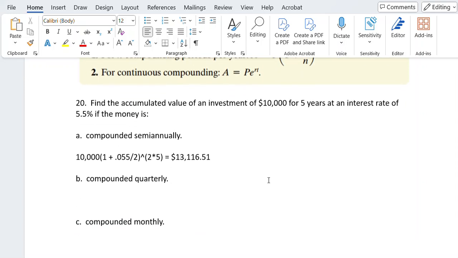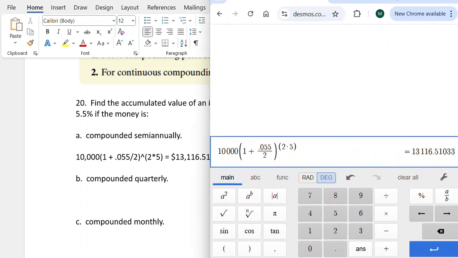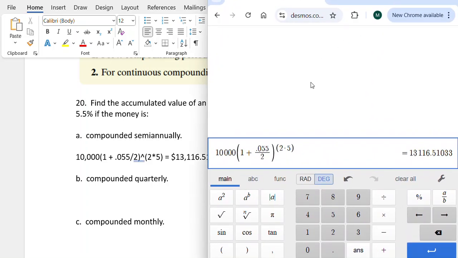Now we want to do the same calculation, but compounded quarterly instead of semi-annually. Quarterly means that something happens 4 times a year, so my n is going to be 4. All of the other values are not going to change. And the nice thing about the Desmos Scientific Calculator is that I can just change these numbers, and I don't have to type everything in all over again. So I can see that when I change that to 4, I get $13,140, and this would round up to 67 cents.